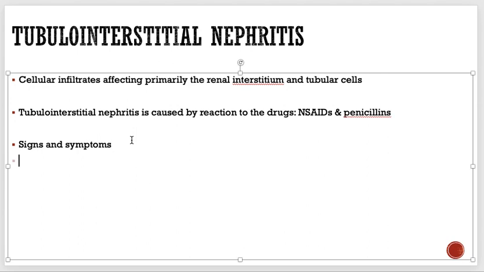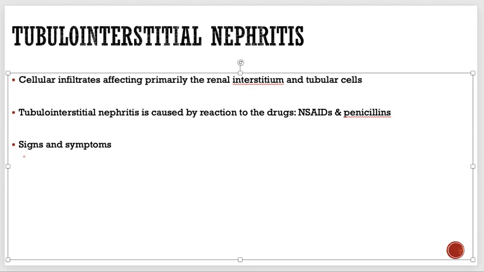So, very, very important point. You must know the most common cause of this. And whenever this is the case, we simply call it what? Drug-induced tubulointerstitial nephritis. Drug-induced tubulointerstitial nephritis, right? So the signs and symptoms we are going to cover in this one are collective for both of them, no matter whether it's chronic or acute.